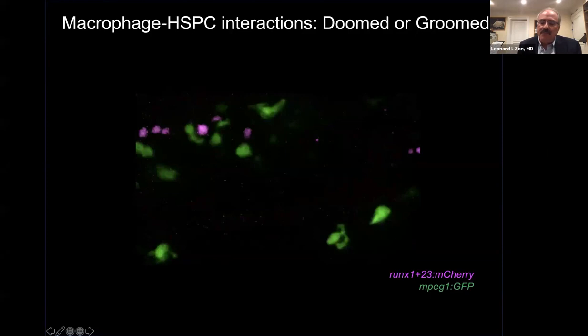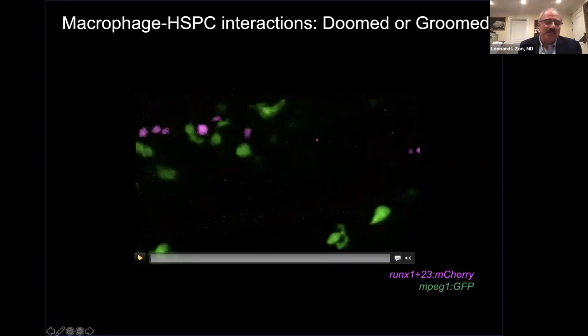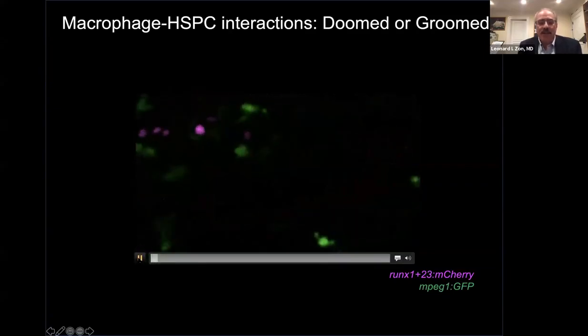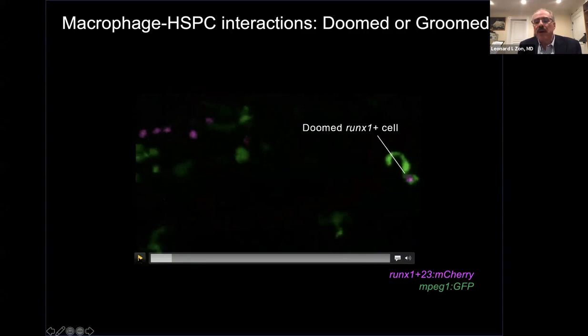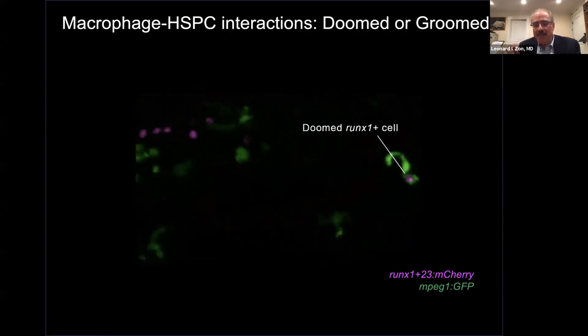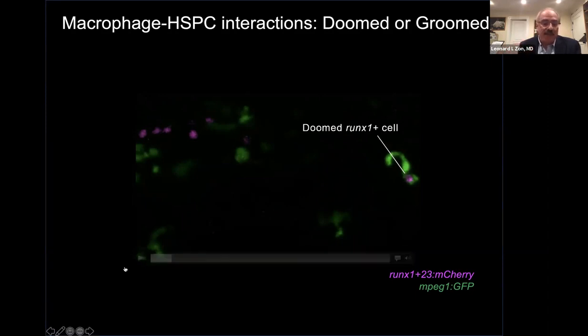Now our stem cells are marked in mCherry in purple. The macrophages here are green. And we saw some crazy behaviors. So I'm going to try to play this movie. The first behavior we saw was a stem cell that was completely eaten by a macrophage. Again, this was in the fetal environment. This was surprising, and about 20% of all of the stem cells are selectively removed by the macrophages.